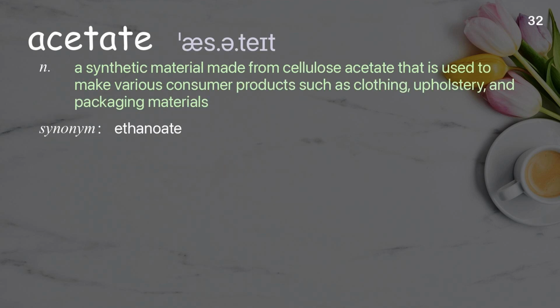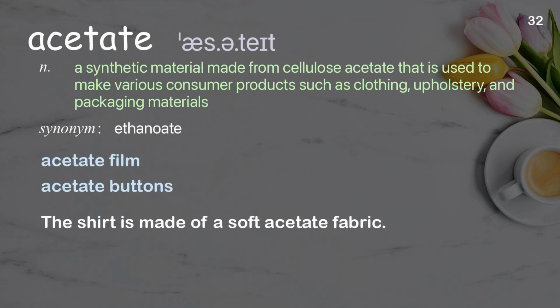Acetate. A synthetic material made from cellulose acetate that is used to make various consumer products such as clothing, upholstery, and packaging materials. Examples: acetate film, acetate buttons. The shirt is made of a soft acetate fabric.